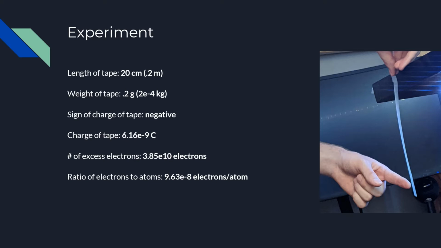The sign of the tape is negative, and I know this because I charged a pen to be negative and placed it near the tape and it was repulsed from it. And the charge of the tape, after calculation, I found to be 6.16 times 10 to the negative 9th coulombs.